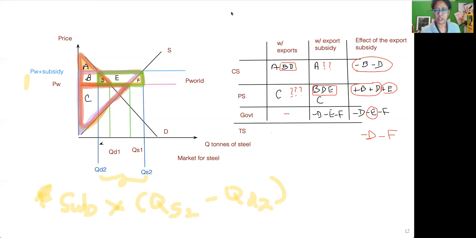Let's change the color. It's A, B, D, C. Now let's go to the price PW with the subsidy.